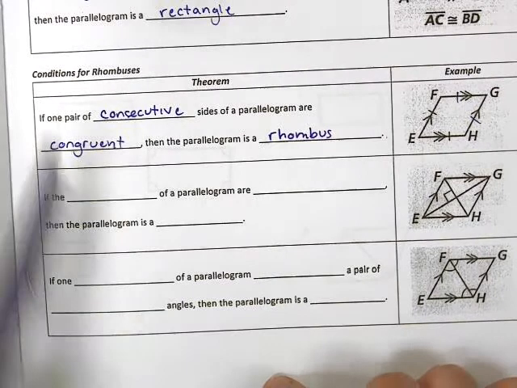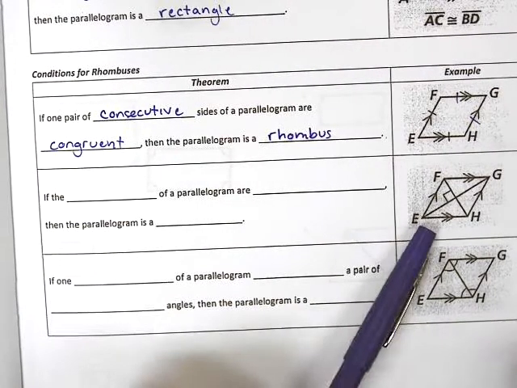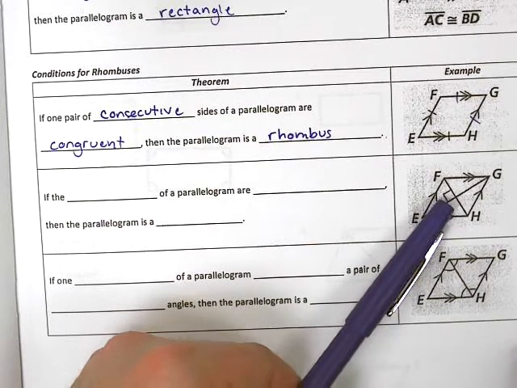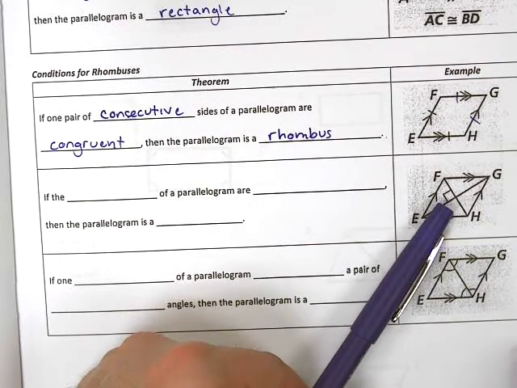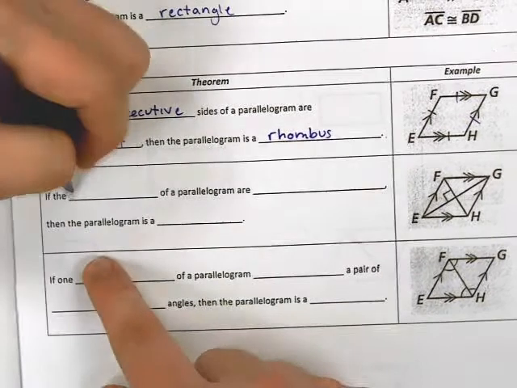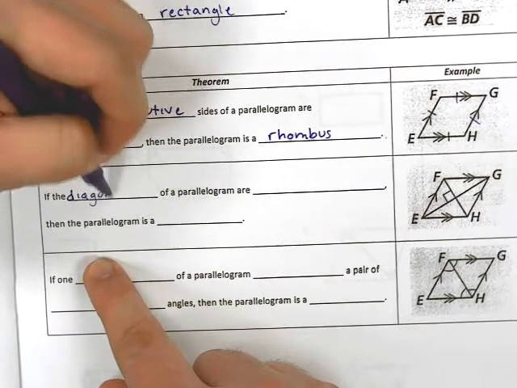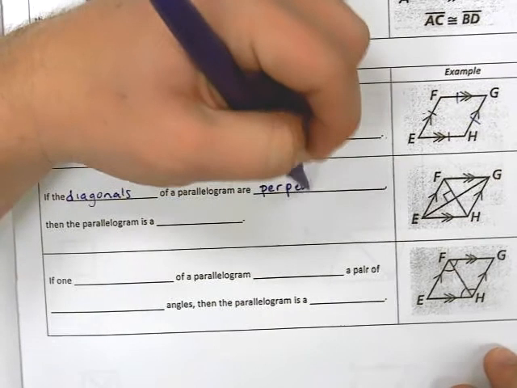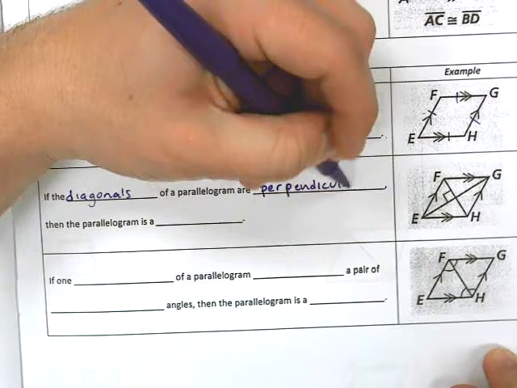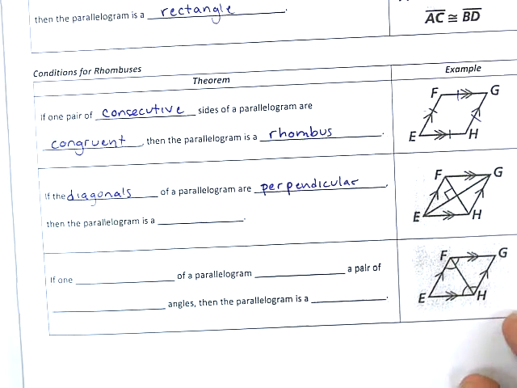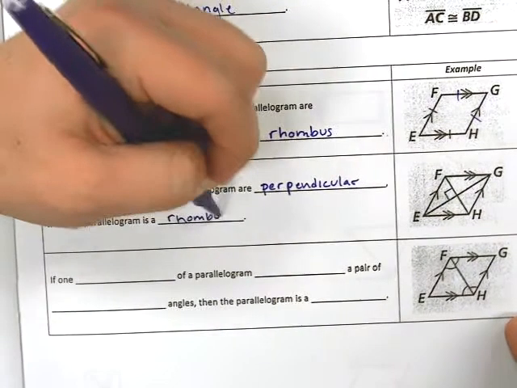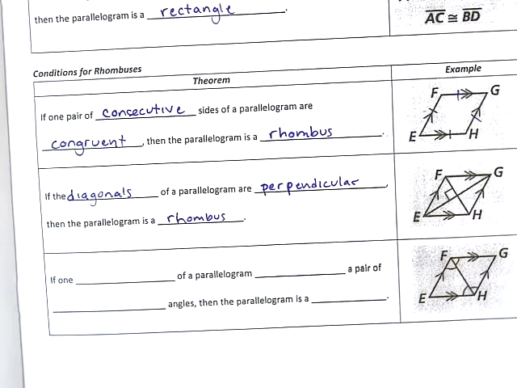The one right here in the middle, we know that if we see lines that are perpendicular, right? And how do we know they're perpendicular? Because of that right angle symbol. So if the diagonals of a parallelogram are perpendicular, then the parallelogram is a rhombus. Rhombus. Okay.